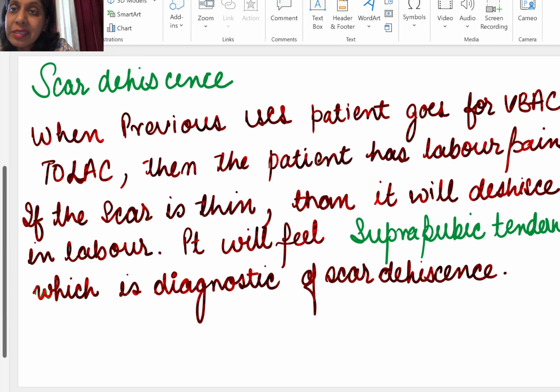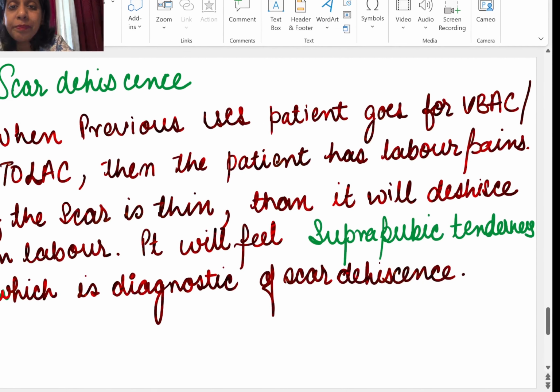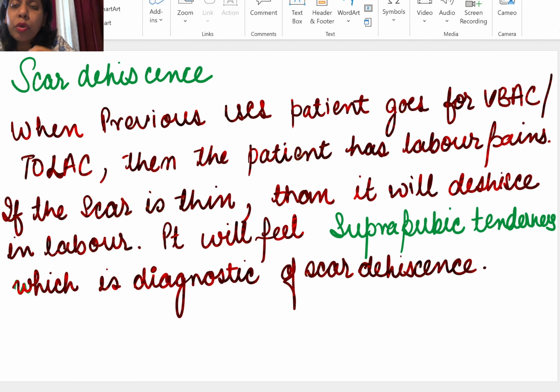See, when a previous cesarean patient goes into VBAC. VBAC is vaginal birth after cesarean, or TOLAC, trial of labor after cesarean. They are one and the same thing. So when a previous cesarean patient goes for VBAC, or when we do the vaginal birth after cesarean or trial of labor after cesarean, then the patient has labor pains.